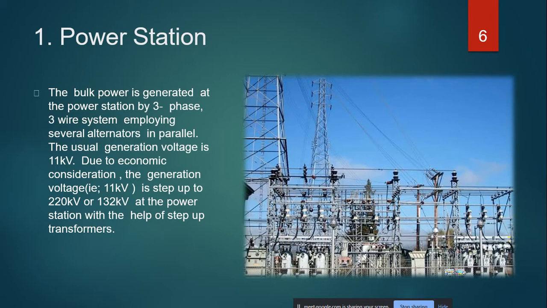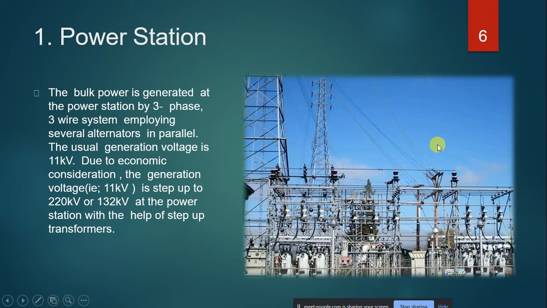Most of you know what is series and parallel. So a lot of alternators will be connected in parallel combination. Parallel means you have a common voltage. The generated voltage is generally 11 kV. Due to economic consideration, it is stepped up. Generation is only 11 kV, as I have already discussed.